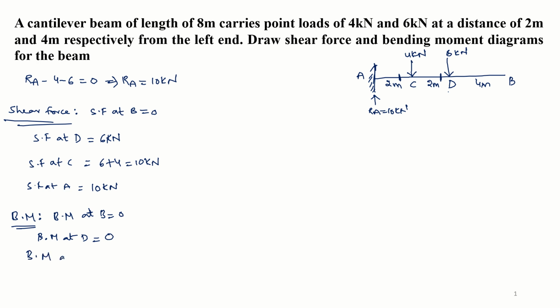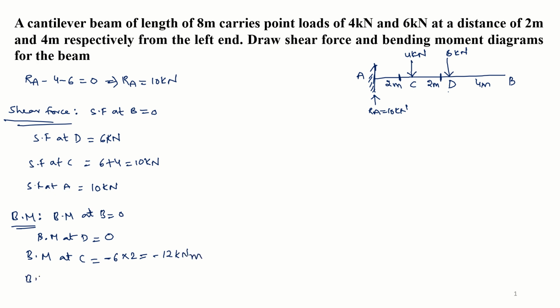Next we will calculate bending moment at C. So when you're calculating bending moment at C, imagine you are standing on the point C. So what is towards the right of your C? D. And 6 kilonewton is acting downward, so it will hog your beam. So it is minus 6 into 2. So it is minus 12 kilonewton meter.